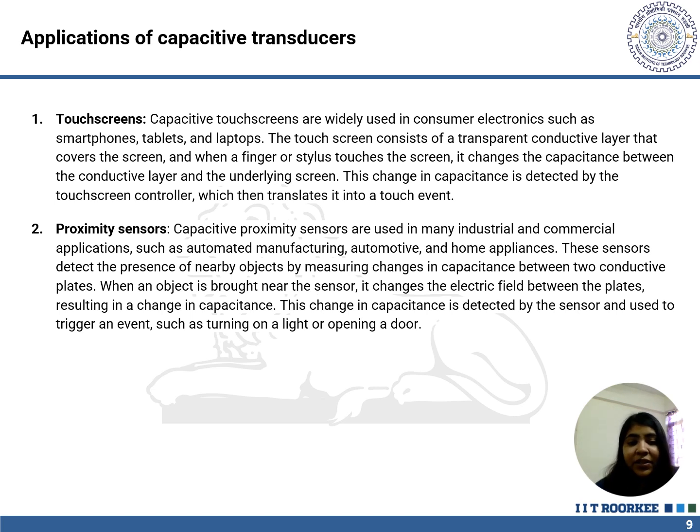The next application is the proximity sensors. They are used in many industrial and commercial applications such as in automotive and home applications, manufacturing industries. These sensors detect the presence of nearby objects by measuring the change in capacitance between the two conductive plates. When you place an object near the sensor, it changes the electric field between the plates, which results in a change in the capacitance. This change in capacitance is detected by the sensor and is used to trigger an event such as, let's say, turning on the light or opening a door, etc.